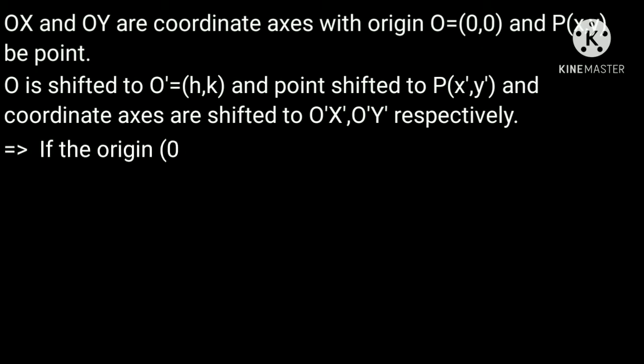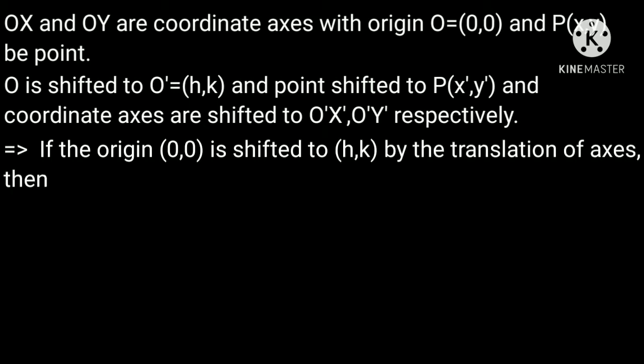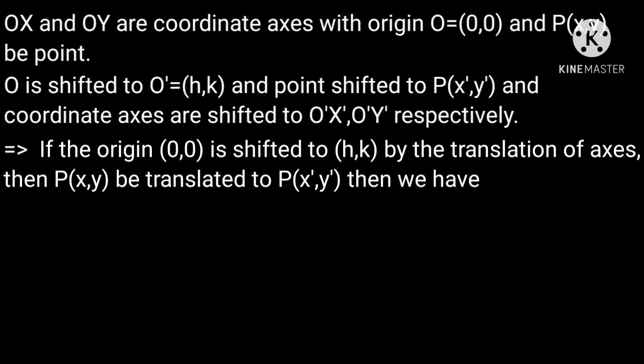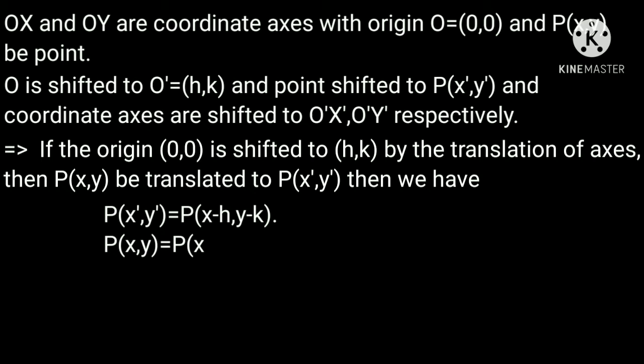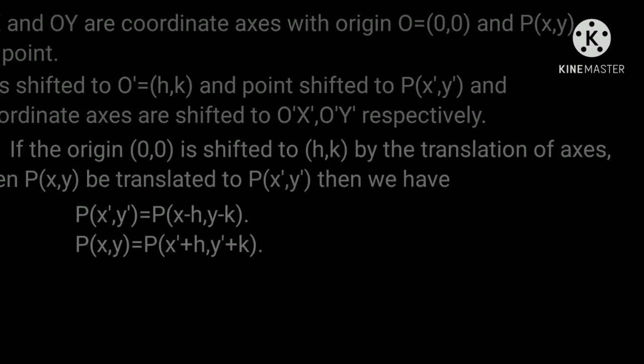If the origin (0, 0) is shifted to (h, k) by the translation of axis, then P(x, y) is translated to P(x dash, y dash). Then we have P(x dash, y dash) equal to P(x minus h, y minus k). And similarly, P(x, y) equal to P(x dash plus h, y dash plus k). This is translation of axis.